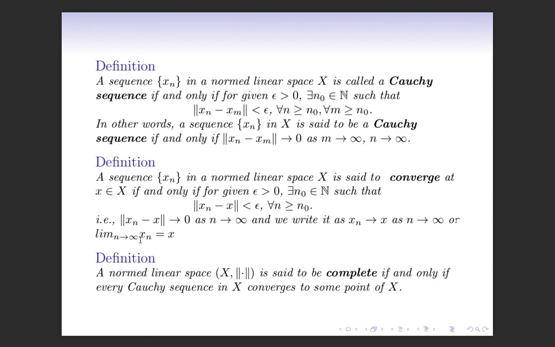Now, the next definition is completeness. A normed linear space X is said to be complete if and only if every Cauchy sequence in X converges to some point of X. Thank you.